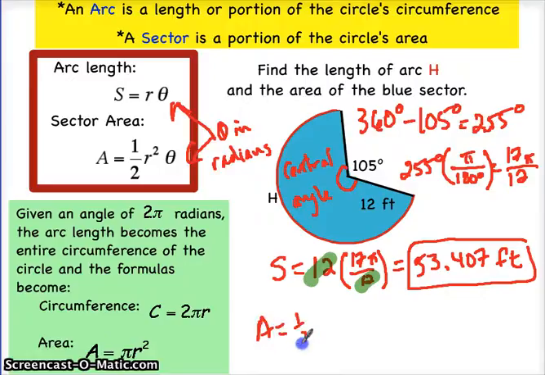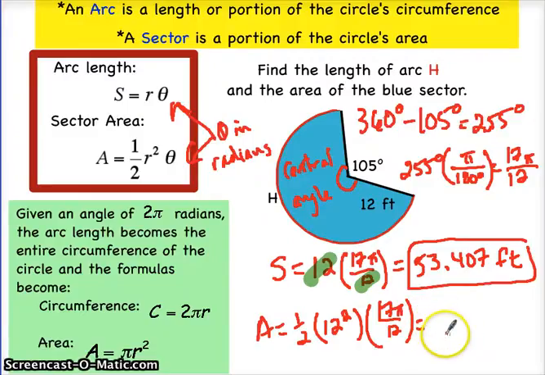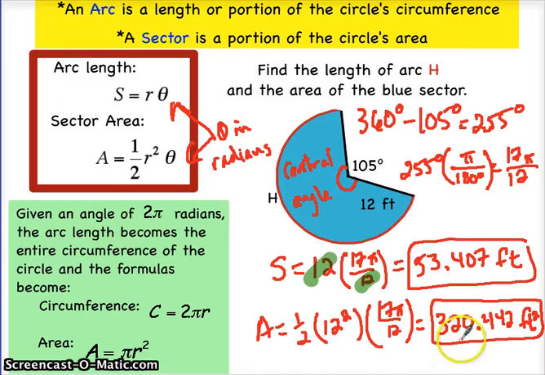The area formula works the same way. 1/2 r squared this time, so again our 12-foot radius, squared, times 17 pi over 12. You can reduce it down a little bit, or you can pop the whole thing in the calculator, whatever works for you, but you should end up with 320.442 feet squared. And there is our area.